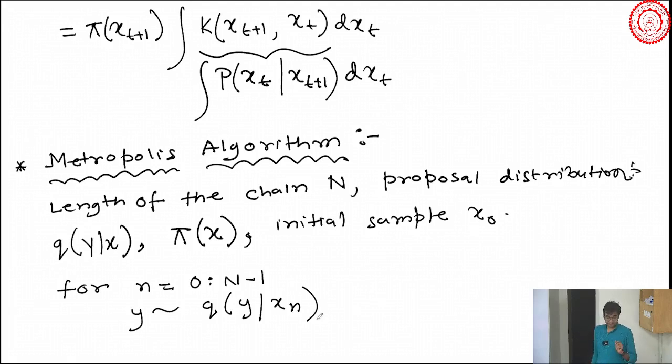Okay, so now you have two samples. Do you agree that you have two samples? What are the two samples? y and xn, which right at the beginning will be x naught, but you have y and x naught, two samples. You will compare these two samples and based on that take a decision. And this is why it is applicable to unnormalized also. When you compare, the normalizing constant just cancels out. This is the reason.